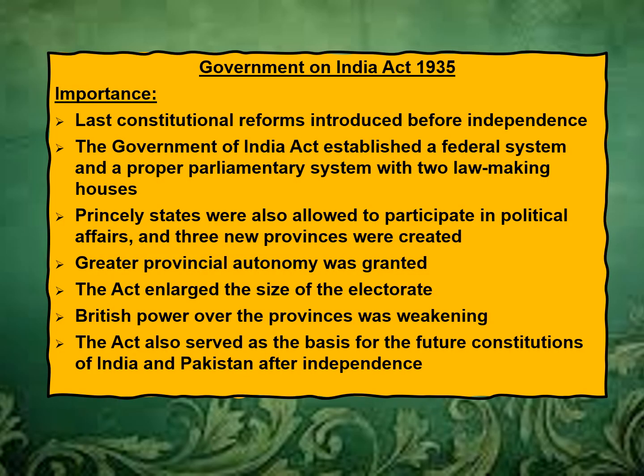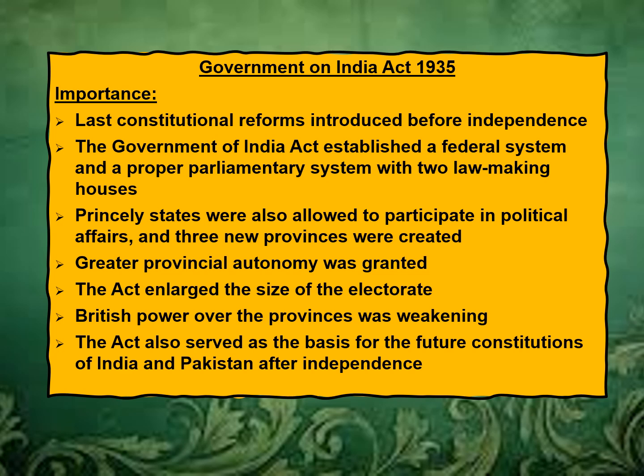So, if we talk about the importance of this act, it was the last constitutional reform introduced before independence. The Government of India Act established a federal system and a proper parliamentary system with two law-making houses, the Council of State and the Legislative Assembly, which were greatly expanded. Princely states were also allowed to participate in political affairs, and three new provinces, Sindh, NWFP, and Orissa, were created. Greater provincial autonomy was awarded, and the act enlarged the size of the electorate. There were many more people who could vote now.